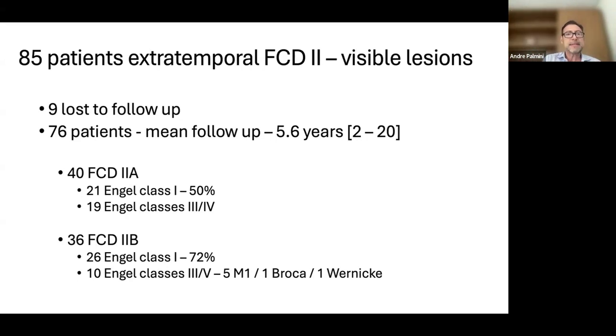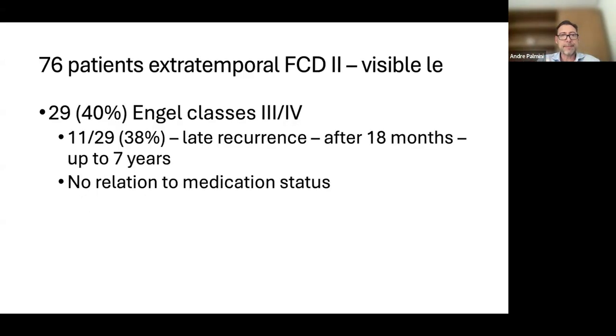We had 76 patients because 9 were lost to follow-up. And there was a division between FCD2A and 2B. And of course, the outcome in 2B is much better, and that has already been shown today. In FCD2A, it's about 50% class 1. FCD2B is about 72%, because these are areas where you can usually have a better idea of the way to resect, and the abnormalities are usually contained in these areas of abnormal signal, okay?